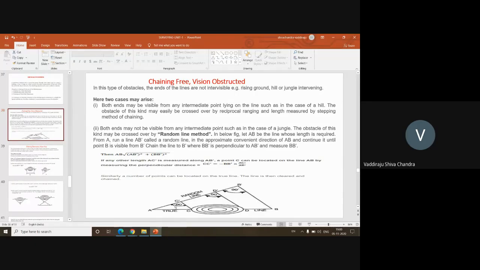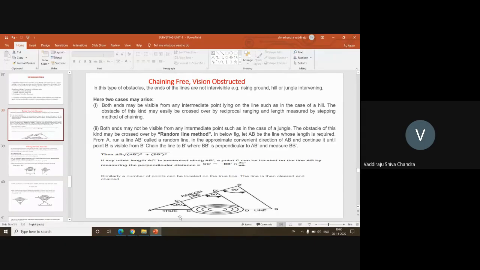What I actually want to measure is the actual distance between A and B. But there is an obstruction here in the form of CD. So in order to solve this problem, I am moving away from the chain line AB, and I'm going to identify point B dash such that from B dash I'm able to see point B as well as point A. After identifying this point B dash, I'm going to measure the distance AB dash. Also, I'm going to measure the distance B dash B. Once I measure these two distances, can I measure this distance AB?